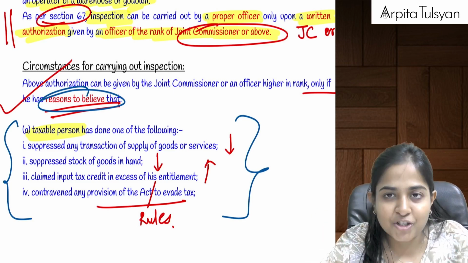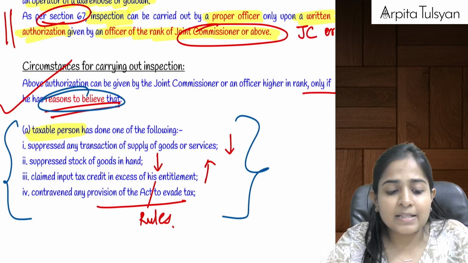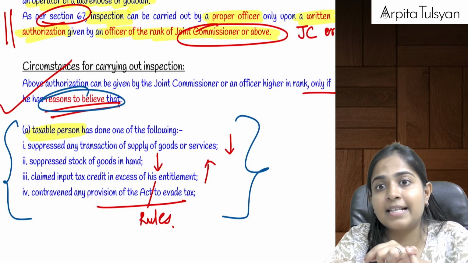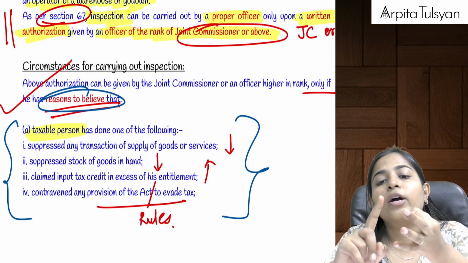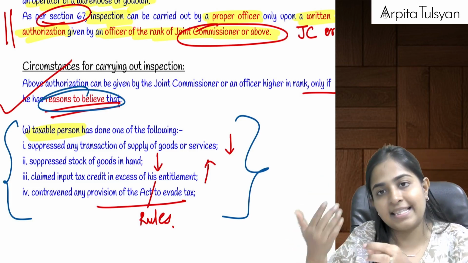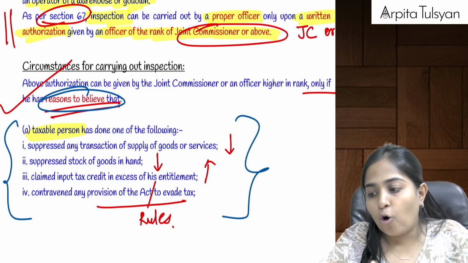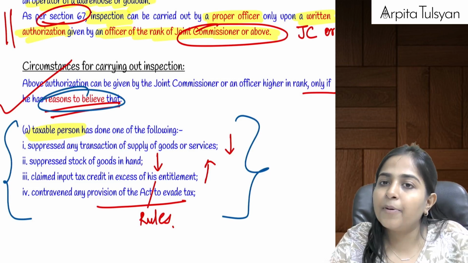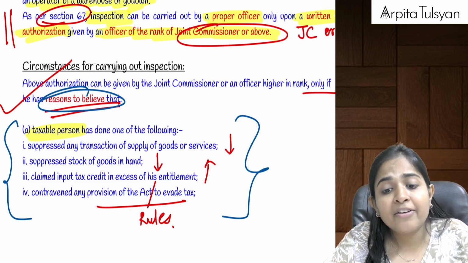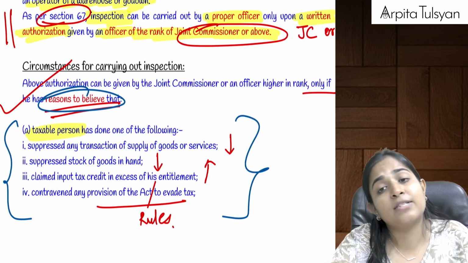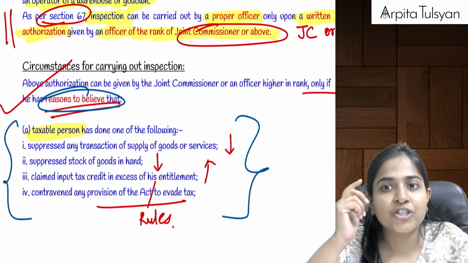The officer is at such a level that he has reasons to believe that this taxable person has either suppressed any transaction of supply of goods or services, or has suppressed his stock in trade, or has taken more amount of ITC than was eligible to him, or has contravened any provisions of the law. Or if there is any transporter, or any owner or operator of the warehouse, who has kept goods with themselves which have already escaped payment of tax with an intention to evade the tax.